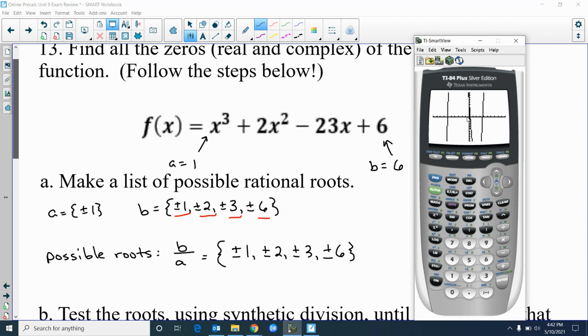Now it hits 0 at 1, 2, 3 spots. Those are our 3 roots which we have to identify. I'm going to hit second calculate, 0, and I'm going to go over here and see what this root is. I go to the left, and even though I lose sight of it, I'm going to hit enter for my left bound. Right there is going to be my right bound. And guess comes back negative 6. That means that's one of my roots.